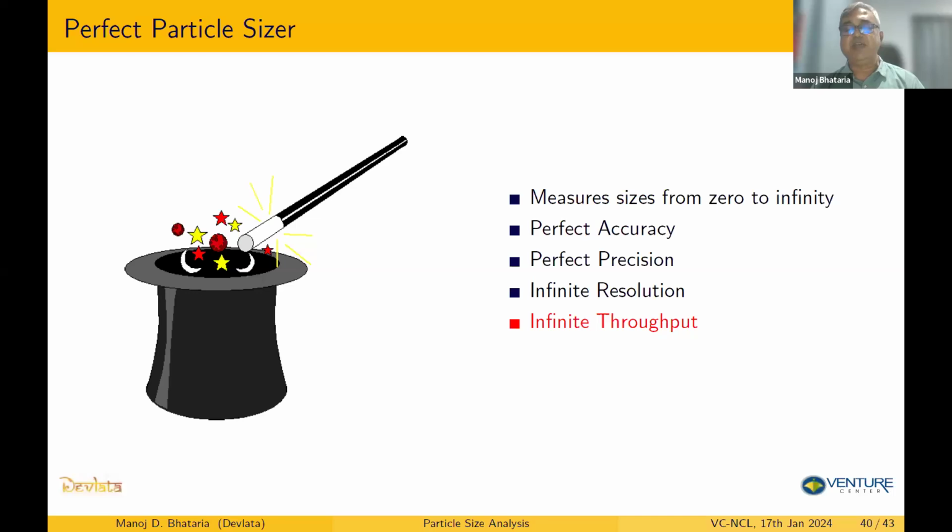And it should measure in no seconds. Absolutely, I should get the result immediately. And it should cost nothing. So such a particle sizer does not exist. So what you have to do is really narrow down your choices. What kind of size, what kind of particles, get some samples tested at different instruments, different makes, different techniques, and see the suitability. Also compare the results for where you're going to use it.